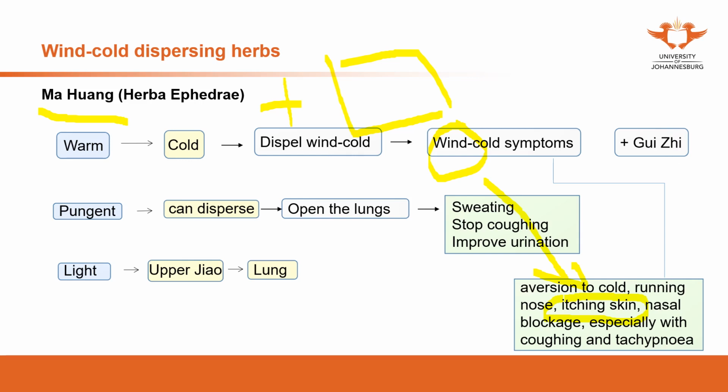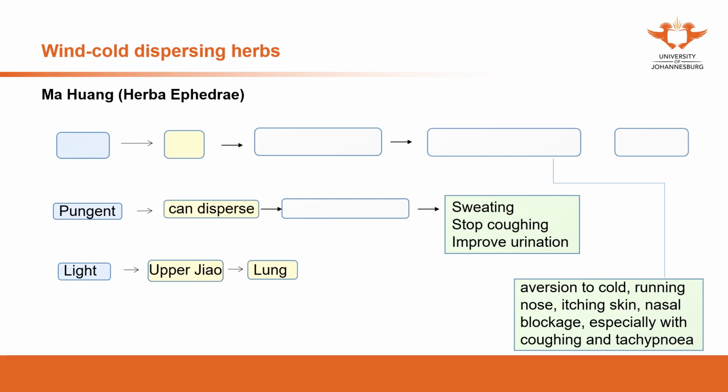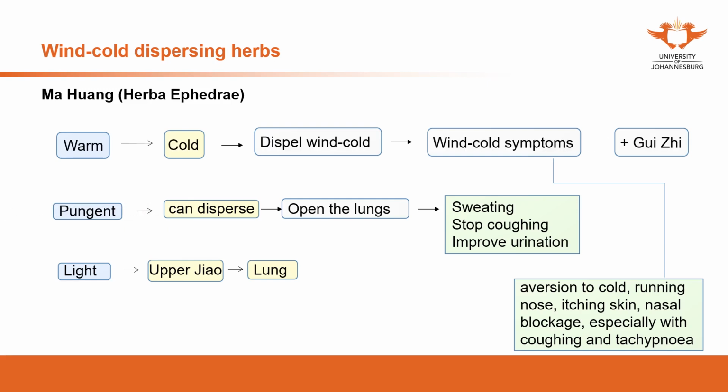When we use Mahuang to dispel the wind cold, we can add Guizhi. Guizhi is the second herb that we are going to introduce after Mahuang. After the discussion, you will understand that because of these natures and flavors, Mahuang can be used in a wind cold syndrome, especially wind cold excessive syndrome, where the patient may present with wind cold symptoms and without sweating. In this situation, we may add Guizhi to assist Mahuang.